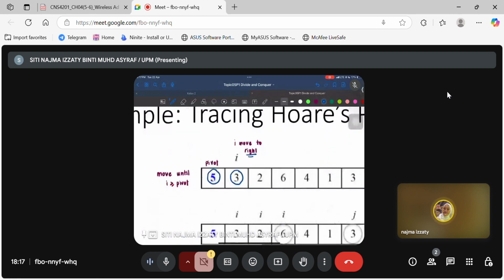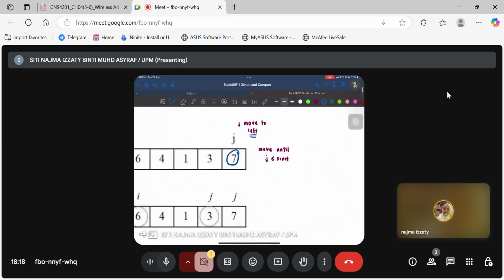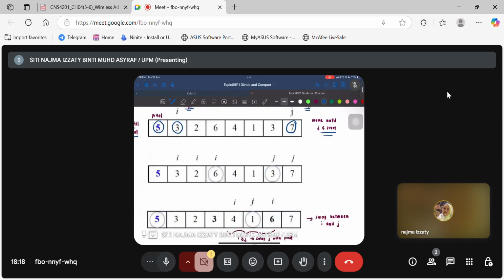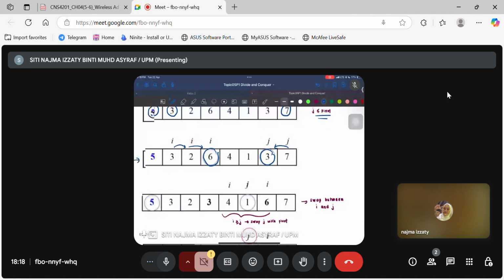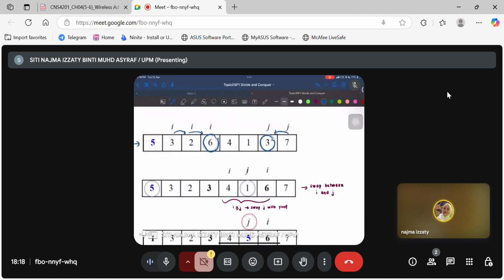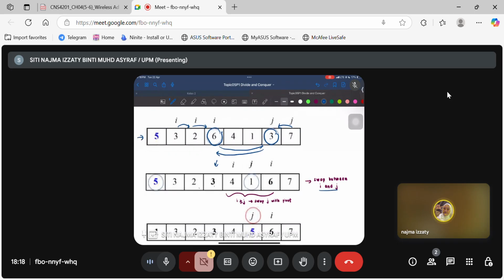Okay, for I we need to move until I is more than or equal to the pivot, and for J we need to move until J is less than or equal to the pivot. So as you can see at this one, I moves until 6 is more than the pivot, and J also moves until the 3 is less than the pivot. So we need to swap between I and J. So this I and J are swapped until we get this one: 5, 3, 2, 3, 4, 1, 6, 7.